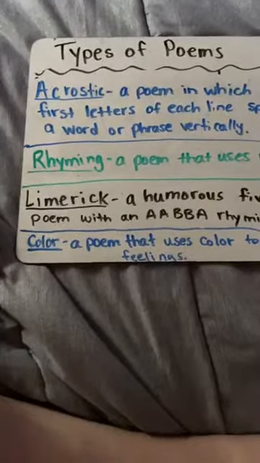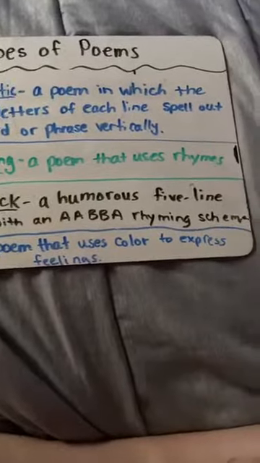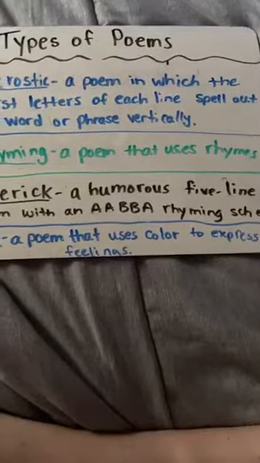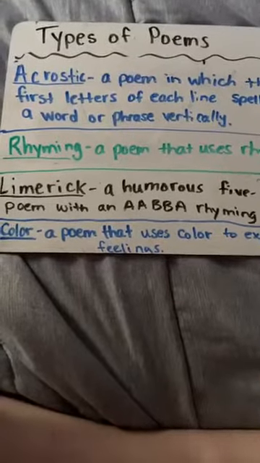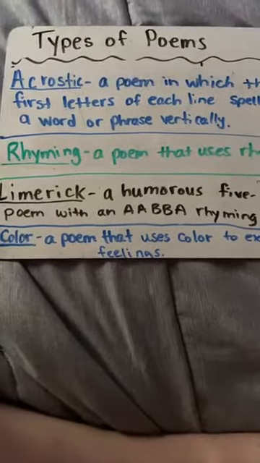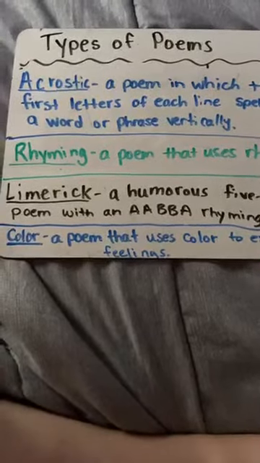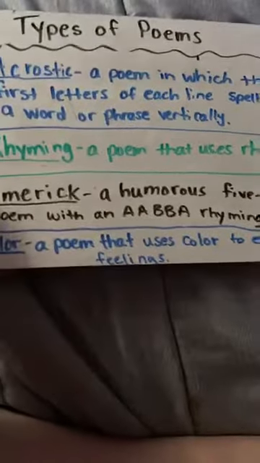A color poem is a poem that uses color to express feelings. Okay, you talk about how you're feeling and you use a poem. So if you're feeling blue, you might use the color blue because blue usually means sad. Okay, those are four types of poems.